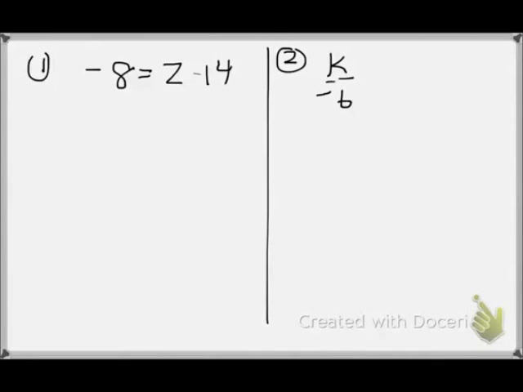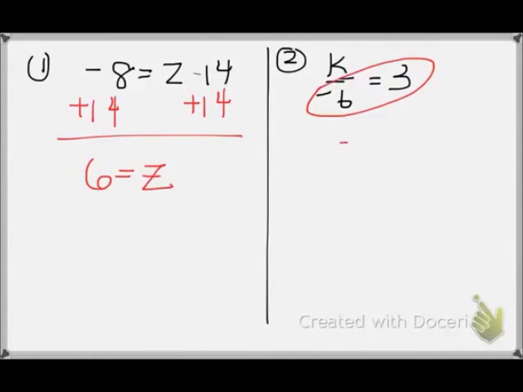Alright, number 1, -8 equals z minus 14. Step 1 will be to add 14 to both sides, and z equals 6. Number 2, I will crisscross multiply. -6 times 3 is -18, so k equals -18. And make sure you guys are putting the variables and the equal sign while you do these.